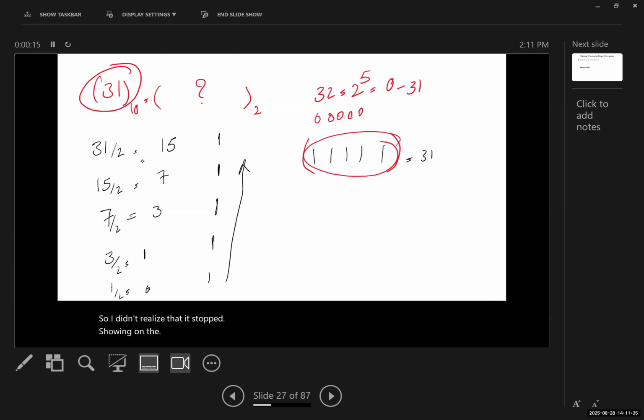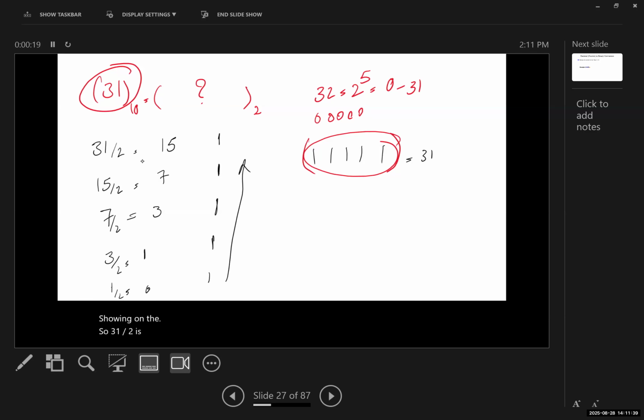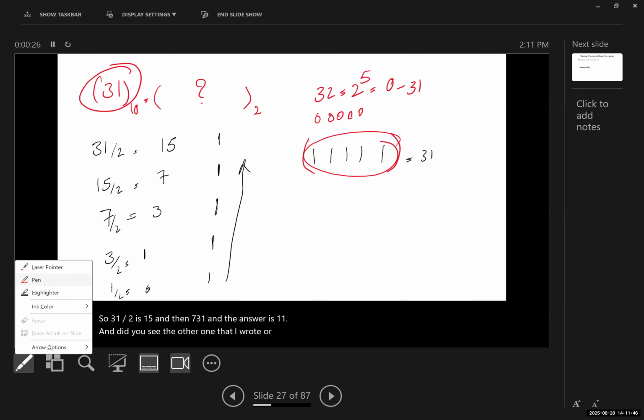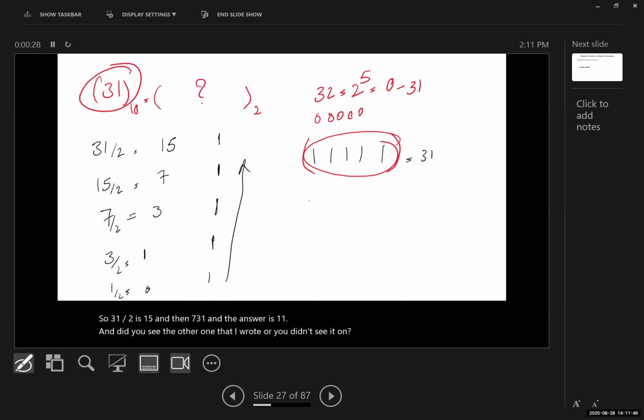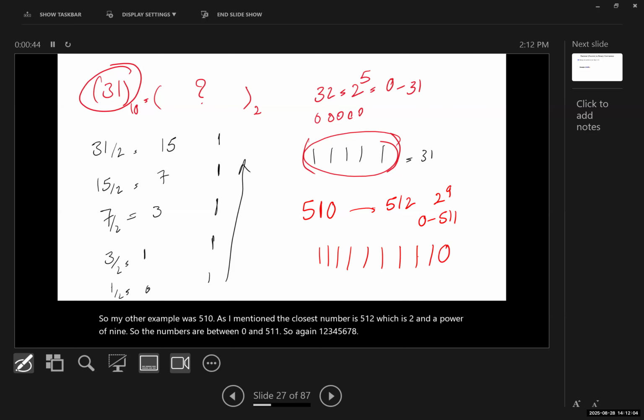So 31 divided by 2 is 15, and then 7, 3, 1, and the answer is 11111. And did you see the other one that I wrote, or you didn't see it? My other example was 510, as I mentioned. The closest number is 512, which is 2 to the power of 9. So the numbers are between 0 and 511. So you're going to have nine digits, 111111110. This gives us 510 if the last one is 0.